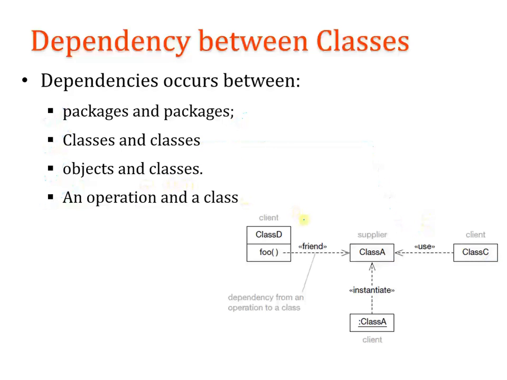The next one is the relationship between an object and a class. You can see there is an object of class A which communicates with the supplier class by means of an instantiate relationship. So this is an object and this is a class, and the relationship between these two is called instantiate. Now the fourth category of this example is an operation and a class. You can see there is an operation called foo inside the class D, which has a friend relationship. For example, it may pass attributes to another class, class A, or it may return certain values to class A. Such a relationship is called a friend relationship.